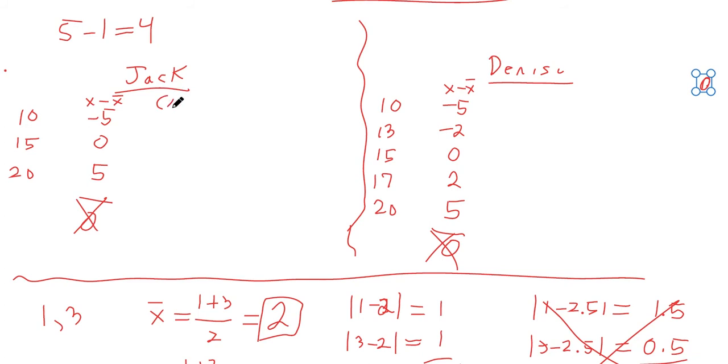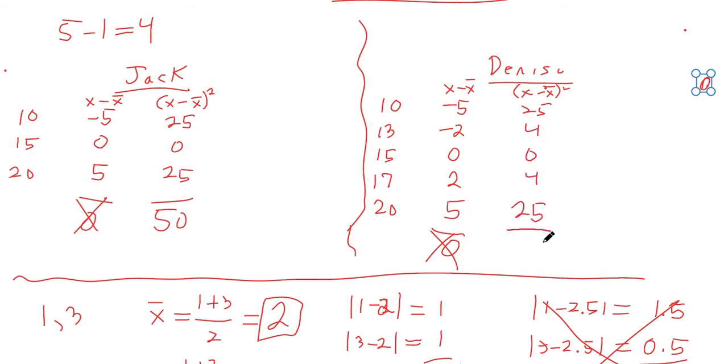So we're going to do my difference squared. So negative 5 squared gives me 25, 0, and 5 squared gives also me 25, a total of 50. And I can do the same thing over here with Denise as well. X minus x bar squared. So 25, negative 2 squared is 4, 0, 4, and 25. That's another way of making all these values positive. Add them all together, this gives me 58. Nice, I have two different numbers now.